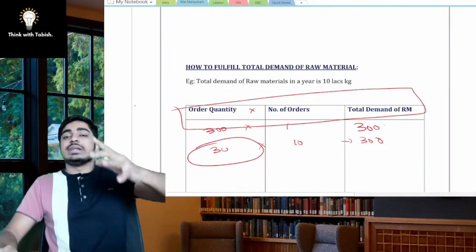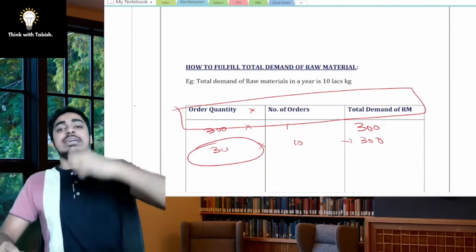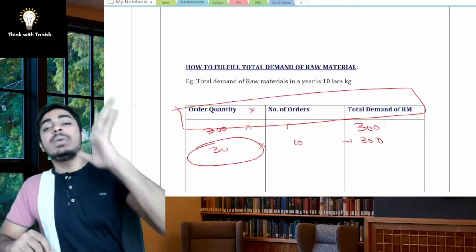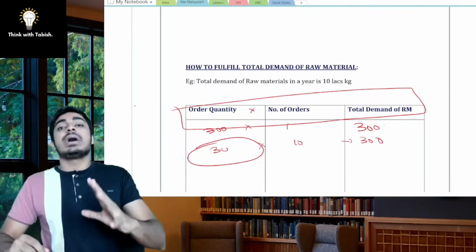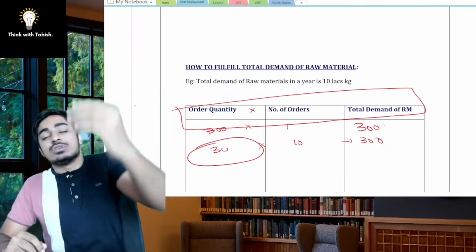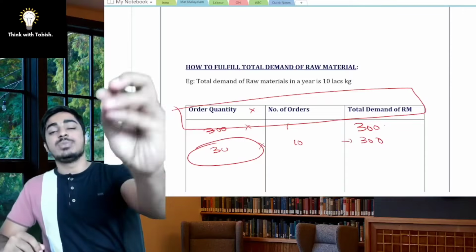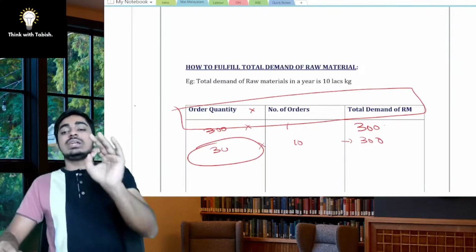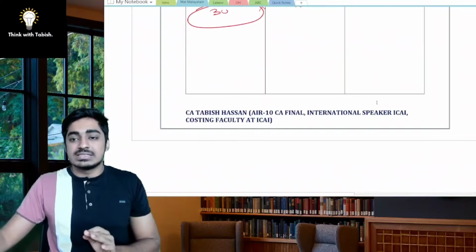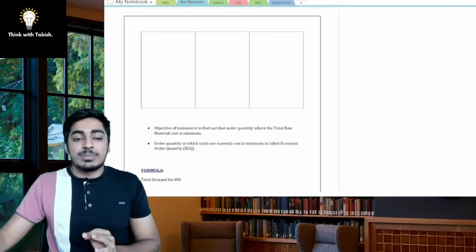Yes, ordering quantity. Every time I buy 30 kgs, 30 kgs, 30 kgs, into how many times am I doing it in a year? I'm buying rice 10 times in a year. So it is 30 kg into 10 gives me 300 kg, which is the total demand of raw material. Yes, we'll go into the cost items one by one.